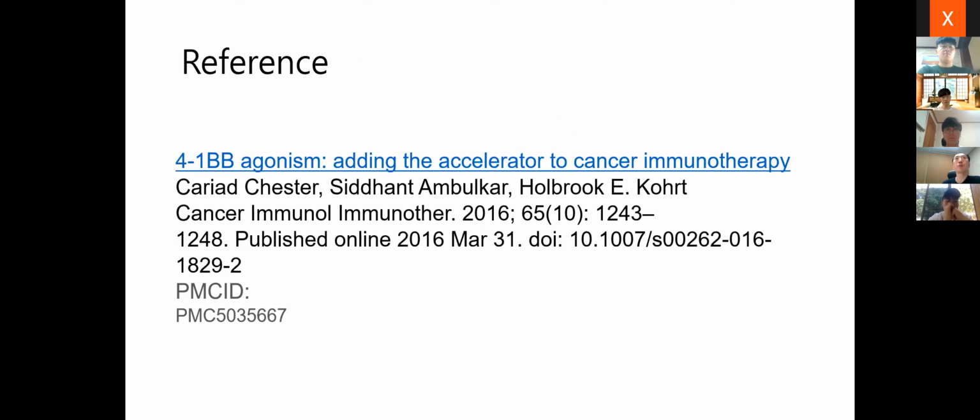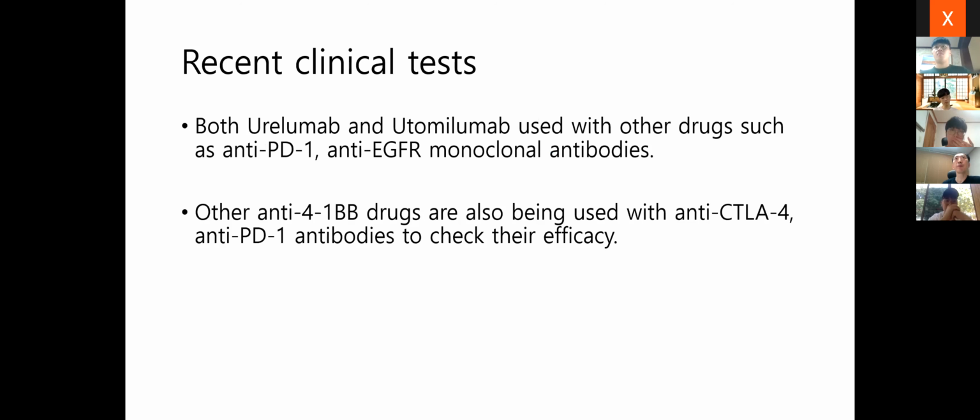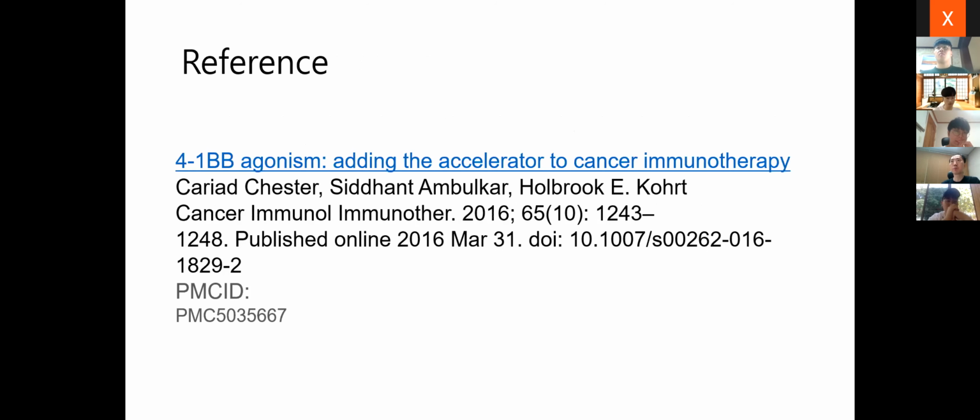Okay, thank you, Taekjun. Now, guys, the question to Taekjun. Taekjun said this antibody is an agonist. If this is an agonist, then how do you define the anti-PD-1?